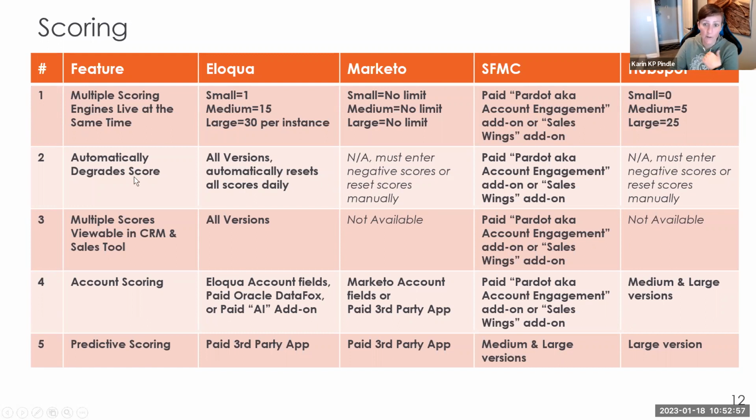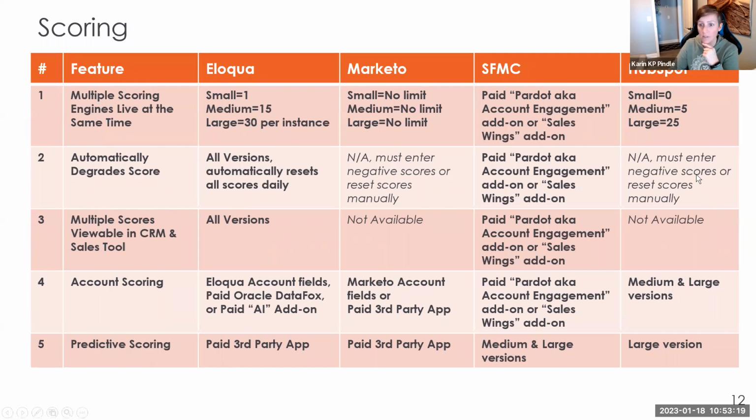The marketing automation platform automatically degrades the score. Eloqua does this with all versions. It's the only platform that does this. It automatically resets everybody's score, rescores the database daily. That's how it does it systematically. You can't turn it on or off. Marketo doesn't do that. You have to program it to do so or use negative scoring in your smart campaign.